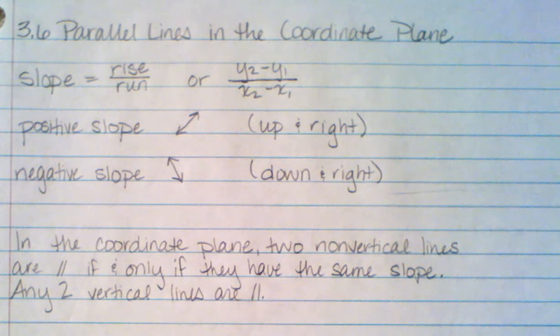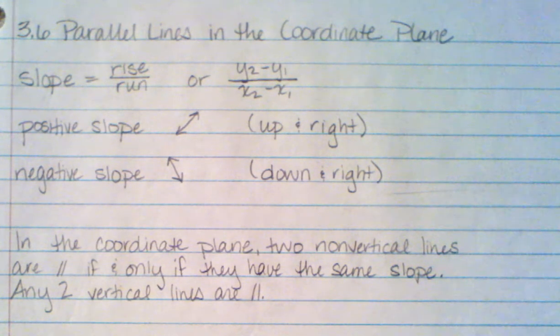So last year you learned about slope, and slope is rise over run, or you also learned that it's y2 minus y1 over x2 minus x1. You also learned last year that if something has a positive slope, it goes up and to the right, and a negative slope goes down and to the right.